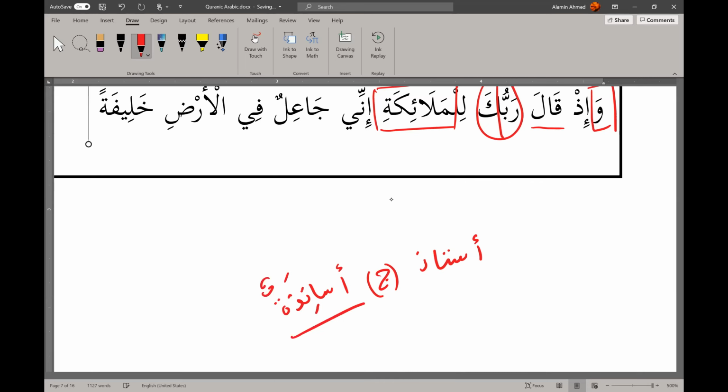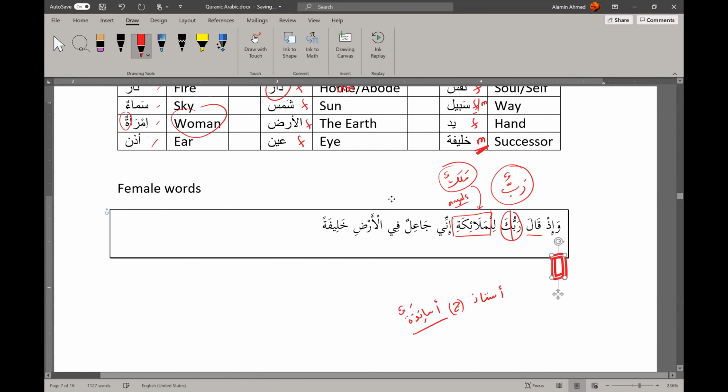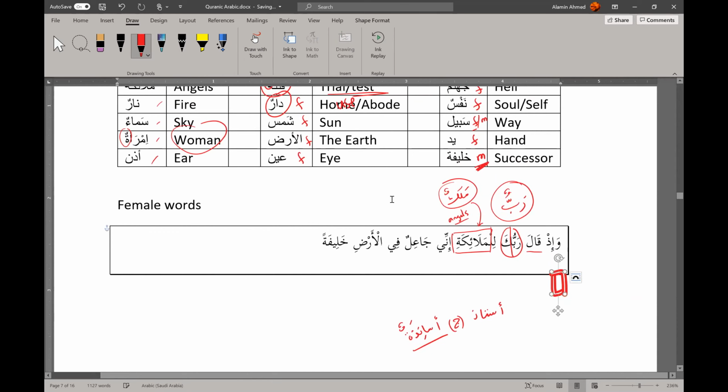Look at this plural. This tamar, but it comes back. So now multiple male teachers becomes female? No, of course not.